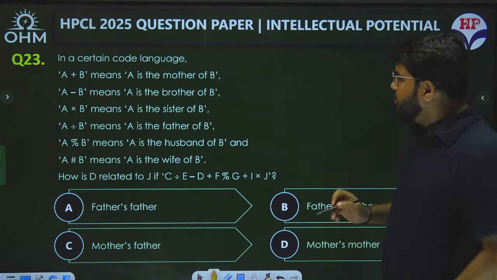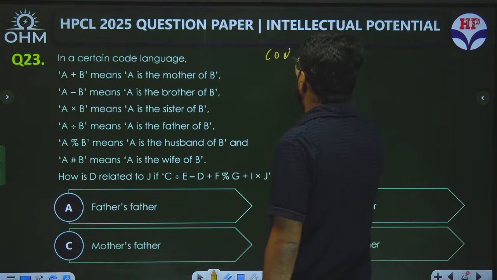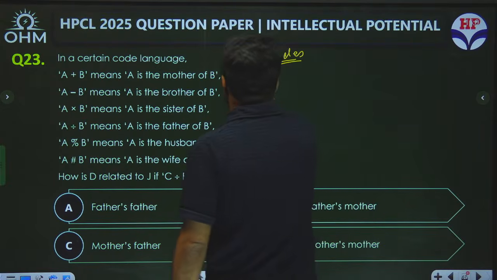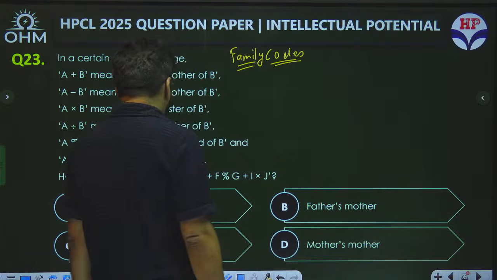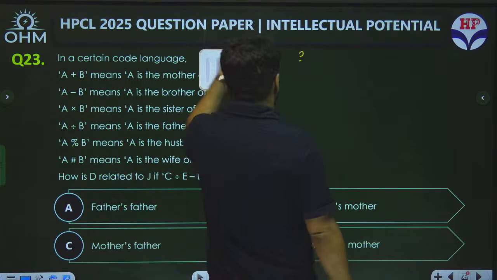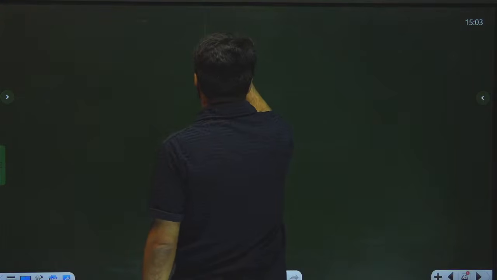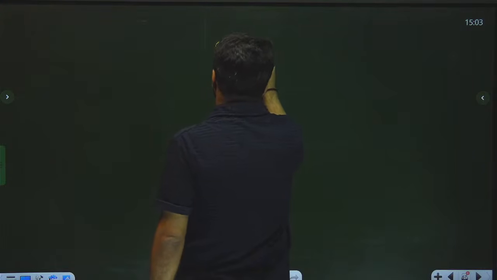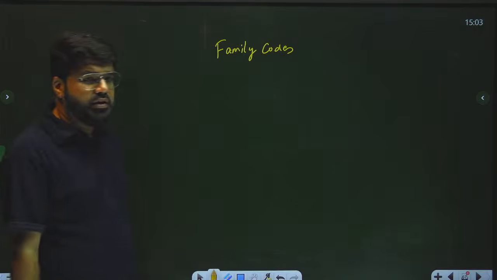For blood relations, simply remember the family codes, as I call them. This is the easiest way to deal with this question. I'll write them here first, then come up here. Always remember these family codes. There's a method to solve any type of blood relation question very, very quickly.